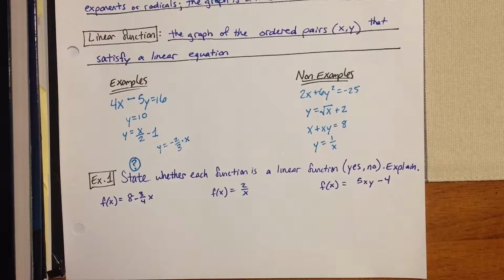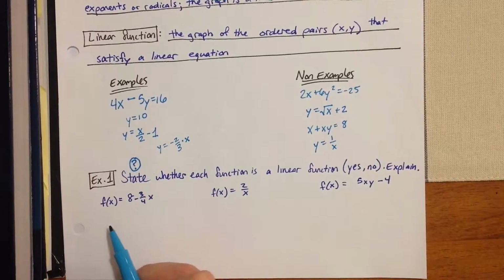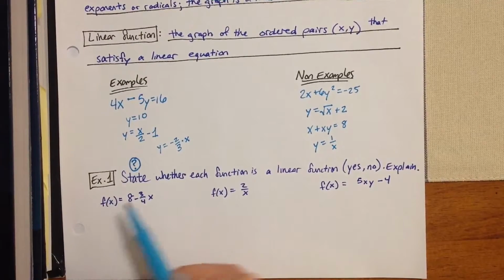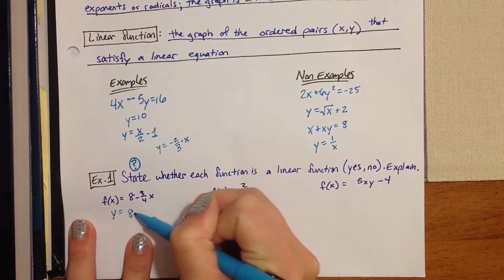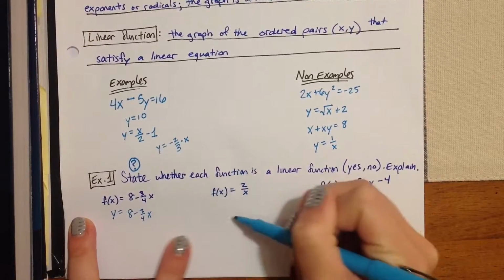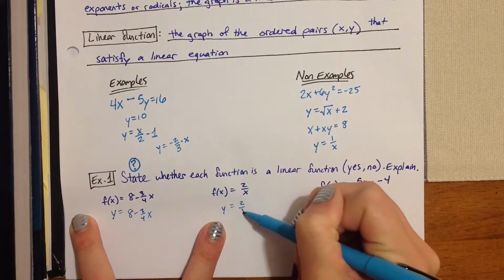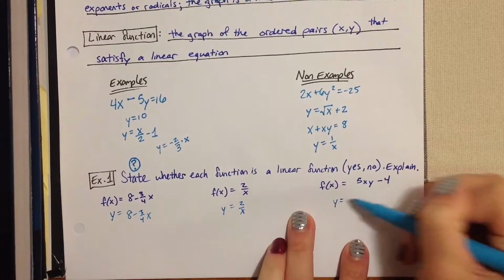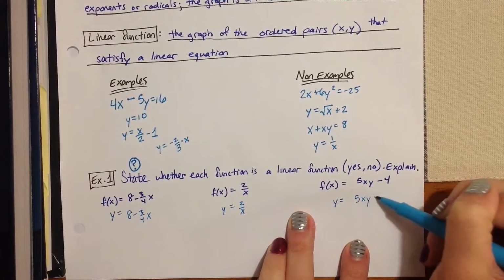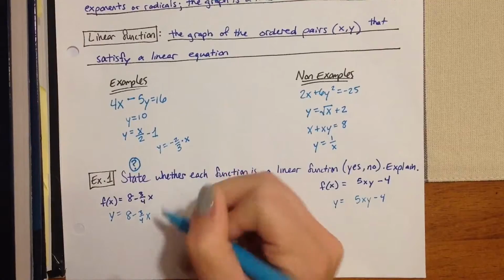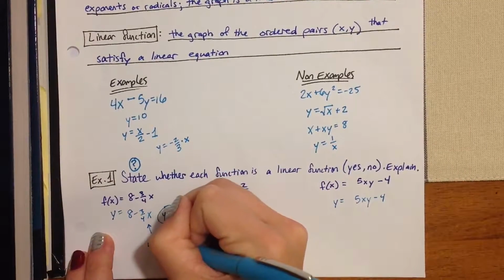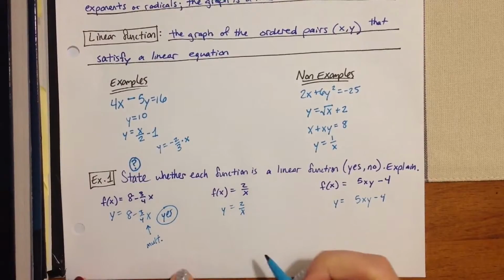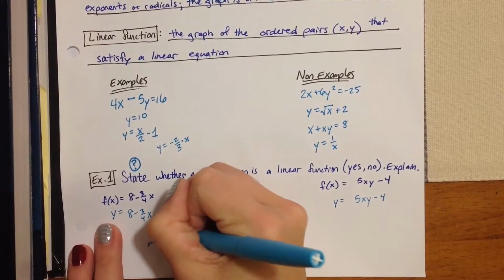So now let's talk about whether they are or not. This guy I see, f of x, and remember f of x is just y equals all of this stuff. I could rewrite all of these like that, really. F of x and y are completely interchangeable. Okay? For this guy, I'm going to say yes, because I only see multiplication by a constant.